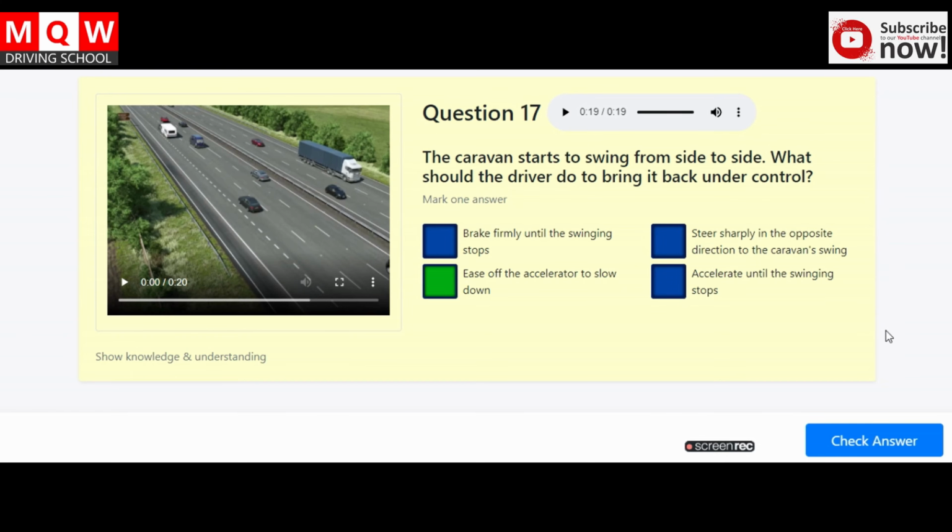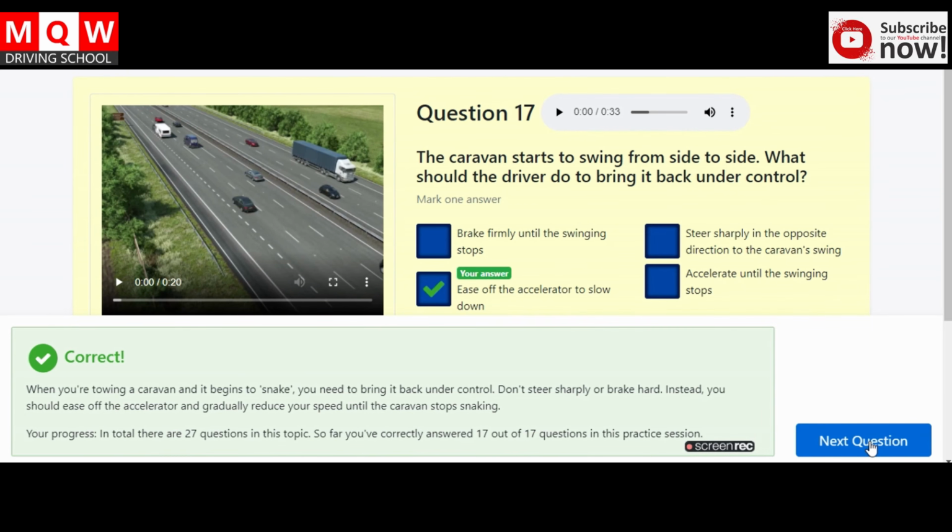Now if we do all the other things, it's going to make it worse. So you just need to ease off the accelerator to let the caravan slow down by itself. He can't accelerate, he can't brake firmly, he can't steer sharply. All of them are going to make it worse otherwise. So check the answer. That's the correct answer. So let's go to the next one.